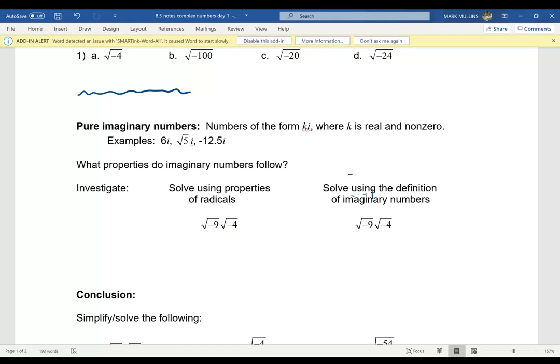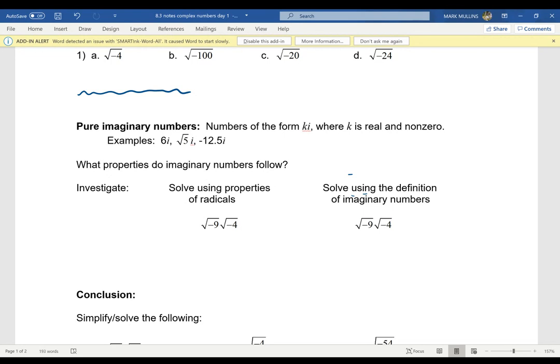I do say in the middle here that if we have a pure imaginary number, it's the form ki, where k is real and non-zero, so think constant. So 6i is imaginary, square root of 5 i, negative 12.5i. So it could be a fraction or a decimal or even a square root. The big thing is that we have a constant times i.